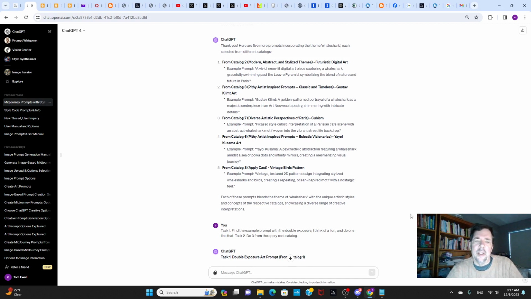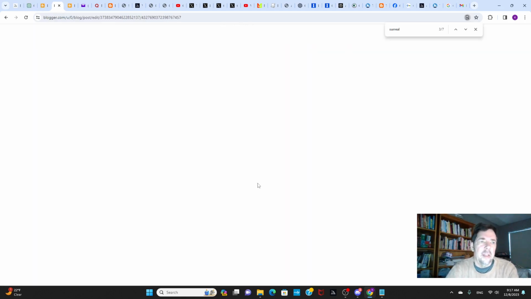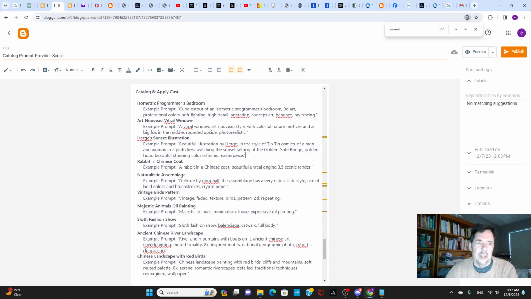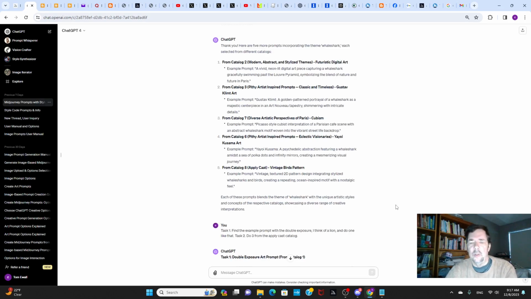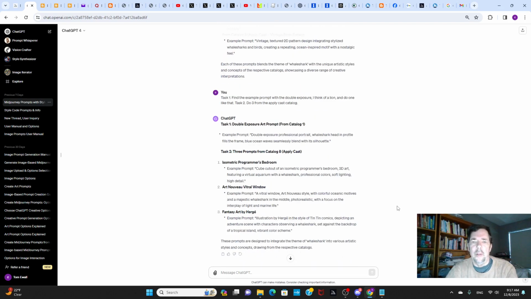All the complications are in making the prompts, but once you have the prompts, then they get put in the catalog in the script. Then it's very simple. It's just a list, they're all the same. The catalog number, a name for the catalog, and then 10 different prompts with the name, and then the example prompt, and then it'll use these to make new prompts based on whatever directions you give it.